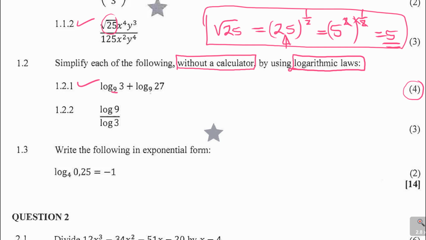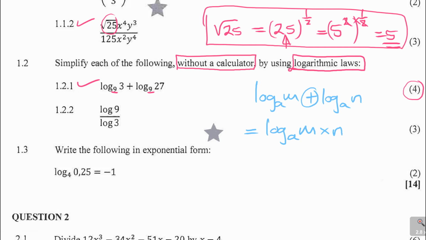They were trying to check your understanding of this rule: if you have log in base a of m plus log in base a of n, you know how you simplify that? You say log in base a, and since it's addition, you are going to say m times n. So that's what they wanted here.